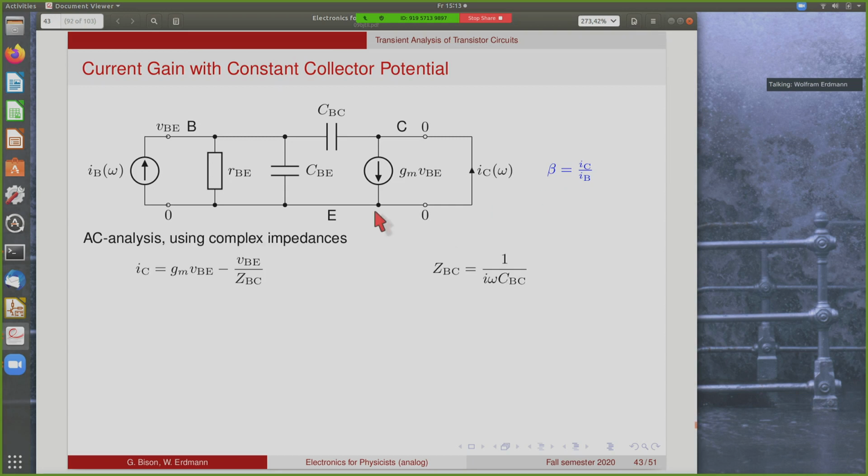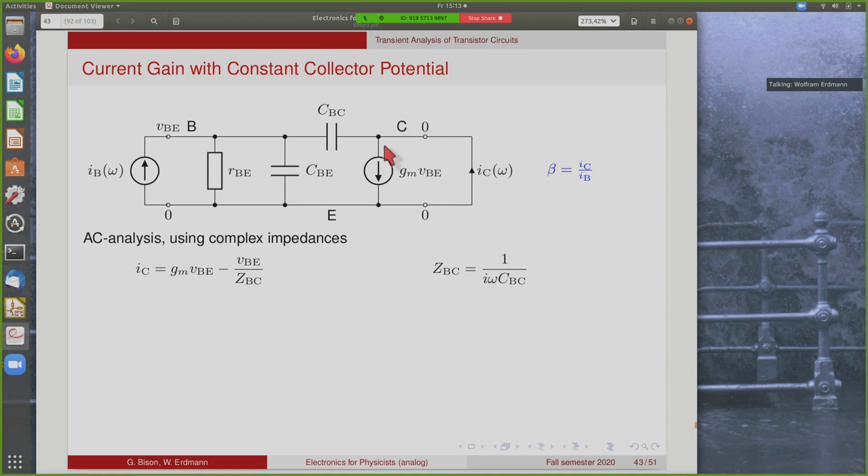So we now do an AC analysis using complex impedances. We will not try to write down a differential equation this time, but we use the complex impedances for these capacitors. So let's look at the current on the collector side first.